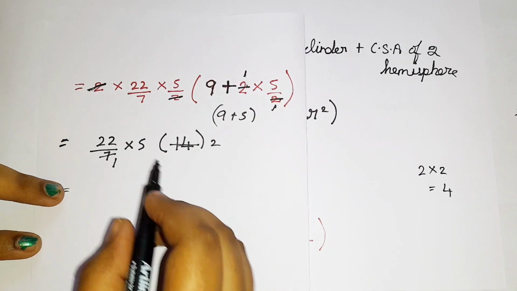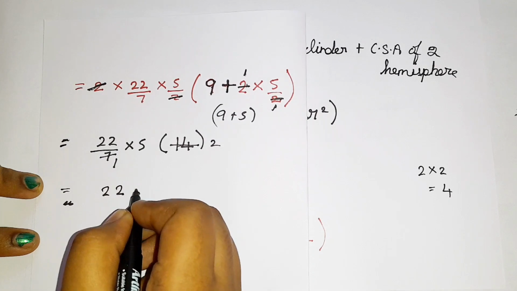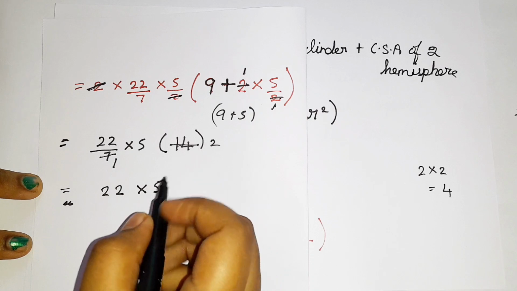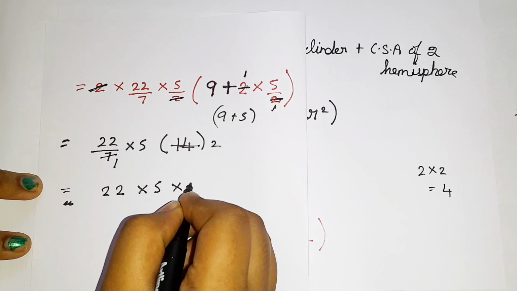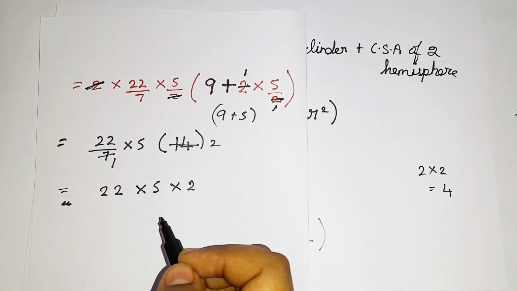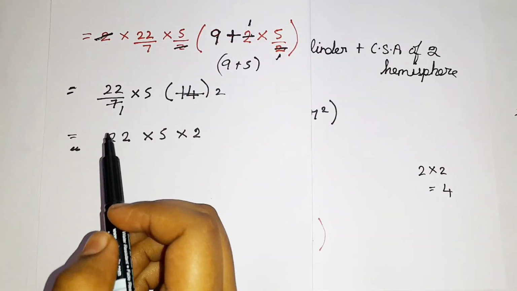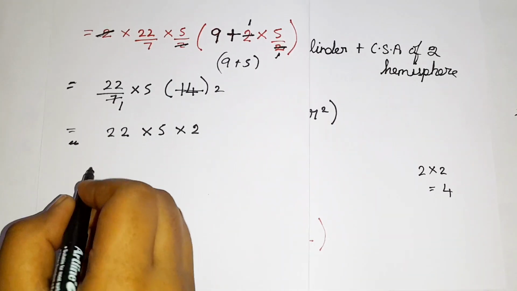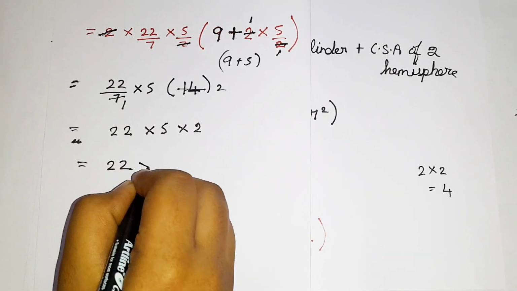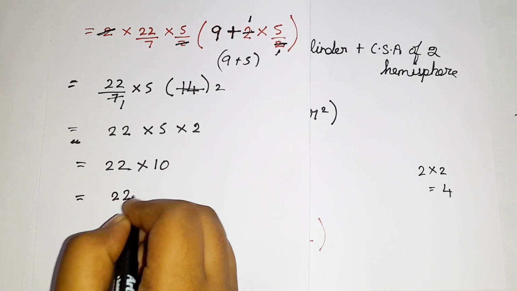Okay, so now I have 22. Now let us write what we have. 22 into 5, and here we have the balance 2, right? So into 2. Okay, please never get confused, it is into 2. All right. So now 22 into 5 into 2. We are supposed to solve it. So 5 twos are, of course you know, 10. So 22 into 10. What is the answer? The answer is 220.